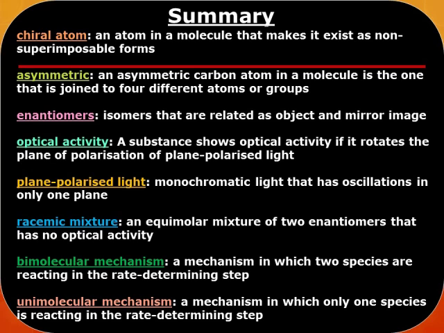Bimolecular mechanism, in a short way we call it the SN2 mechanism, is a mechanism in which two species are reacting in the rate determining step. Unimolecular mechanism is a mechanism in which only one species is reacting in the rate determining step.